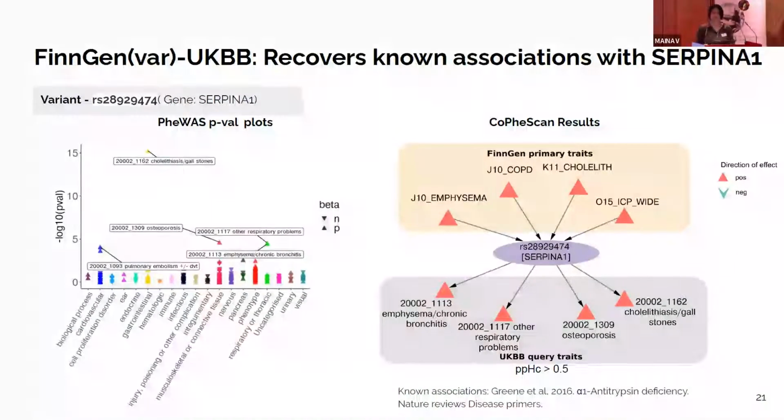Next, we also identified known associations with SERPINA1. SERPINA1 is known to cause alpha-1 antitrypsin deficiency, particularly this variant we identified, and is in turn associated with emphysema, COPD, etc. So the FinnGen primary traits from which the variant was identified and the UK Biobank query traits are similar.